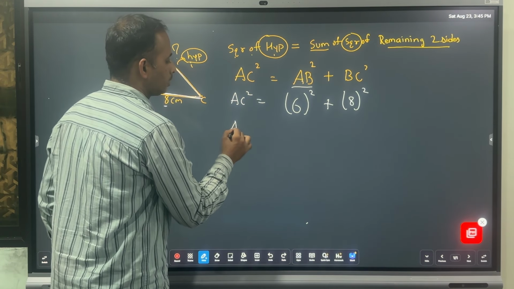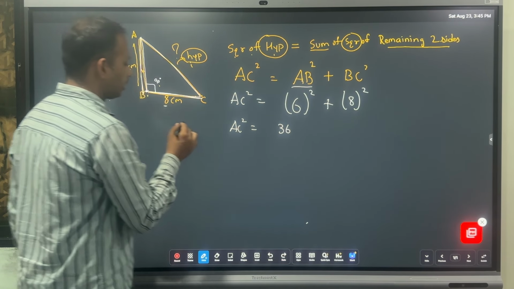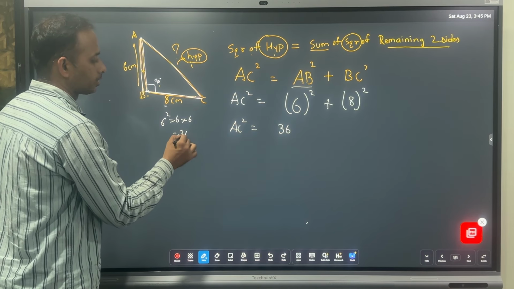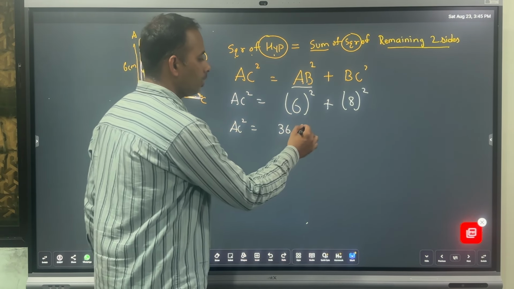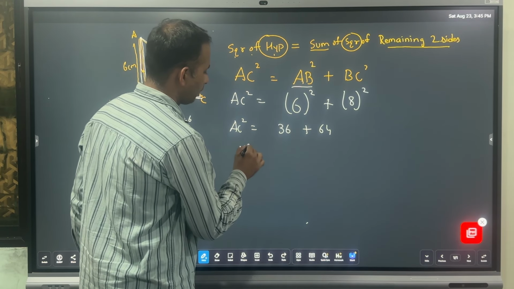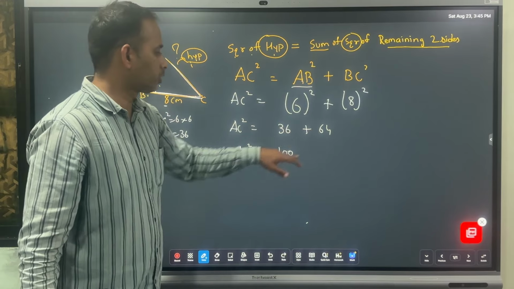So AC square is equal to 6 square, the value is 36. 6 square is nothing but 6 into 6, we will get how much? 36. That's what we wrote. Plus 8 square will give us how much? 64. So AC square is equal to, we will get how much? 100. 36 plus 64 is 100.